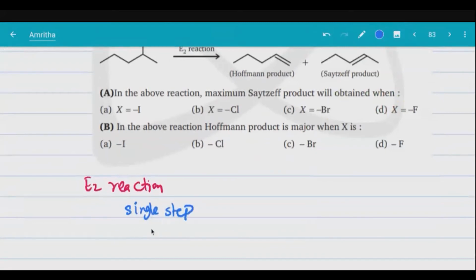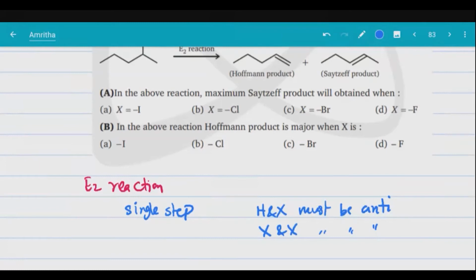So what is the criteria for E2? Groups must be anti. Suppose if it is removal of H and X, H and X must be anti. Or X and X, if you are removing 2 halogens, they must be anti. In most of the cases, 99.9%, they must be anti. But in bicyclic compounds, they are an exception. Bicyclic compounds, E2 reaction, but syn elimination. Anti means what? Opposite. These 2 groups must be in opposite direction.